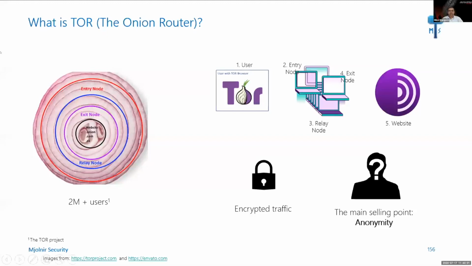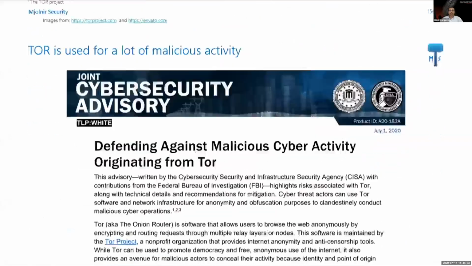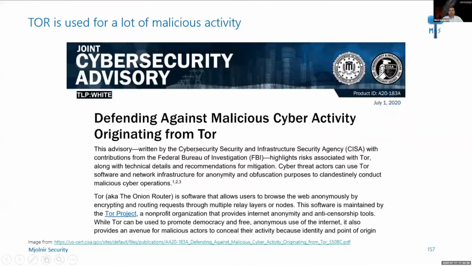But there are also bad uses of TOR. For example, on the 1st of July, the FBI and CISA, based out of the US, published an advisory talking about how threat actors are now using TOR infrastructure for anonymity and obfuscation to carry out malicious activities or attack other systems, servers, and so on. This is, I'll say, the bad use of TOR. TOR was designed to protect the anonymity of people, to protect their freedom of expression and so on. This is not exactly the intended use for it.